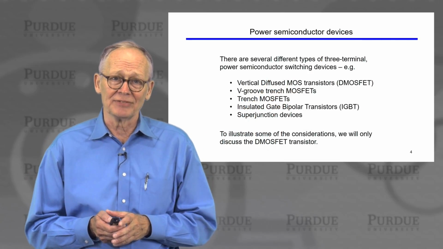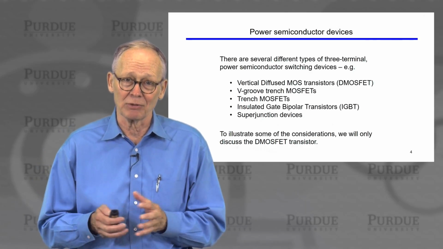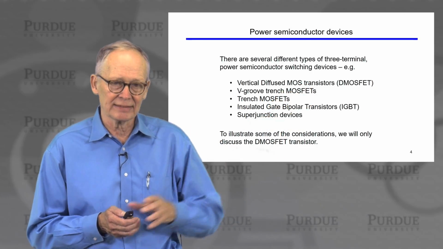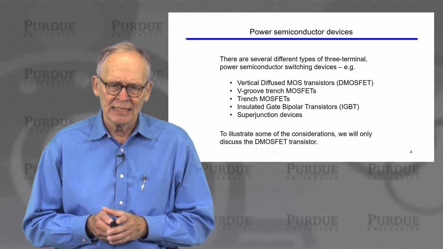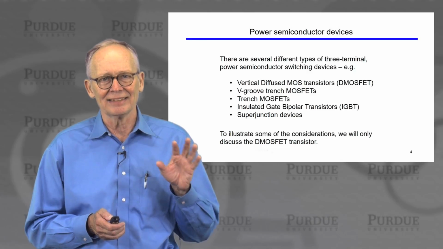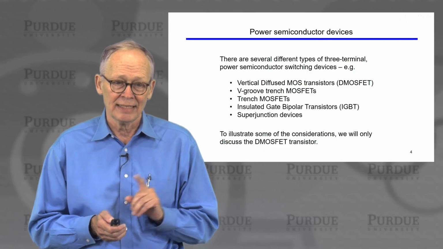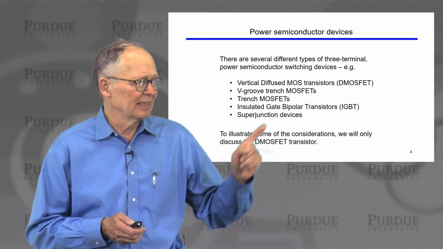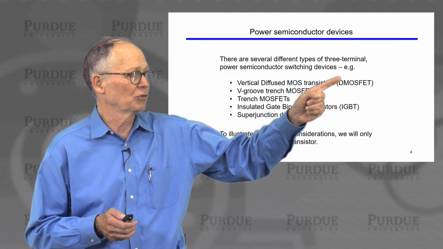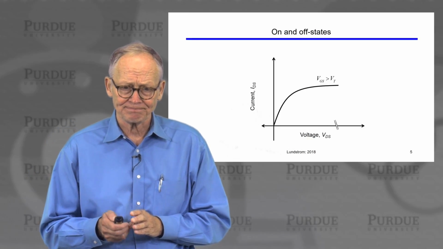Now, there are a number of different types of power semiconductor devices. We should have a whole course on power semiconductor devices and power electronics. Many of the devices that you'll hear about are mentioned here. In this lecture, I'll try just to illustrate some of the key considerations for power semiconductor devices by only talking about one device. The device we will talk about is a MOSFET. It's known as a vertical diffused MOSFET, and I'll just describe it by this acronym, a DMOSFET, for diffused MOSFET.